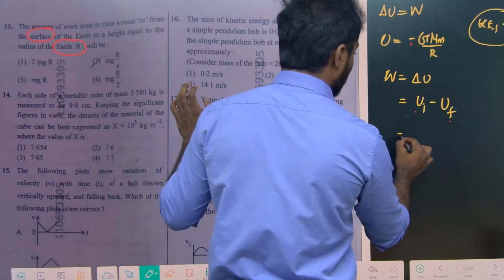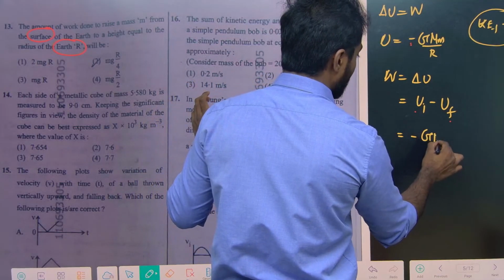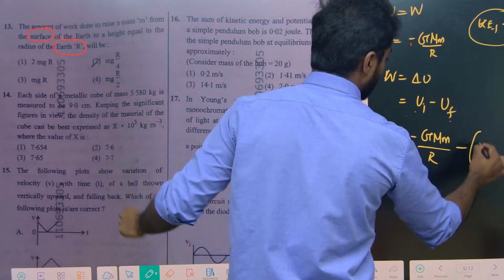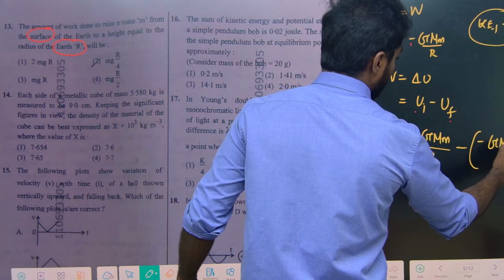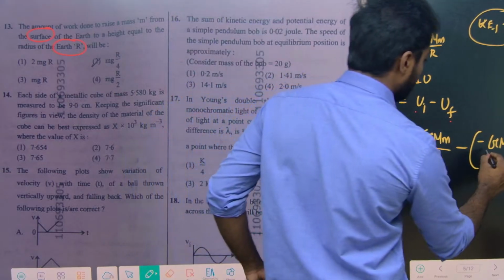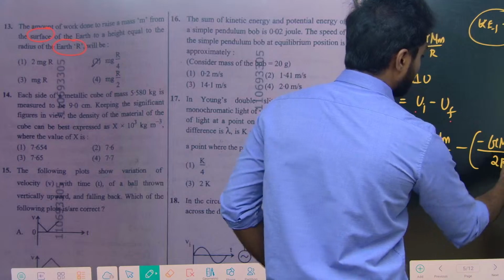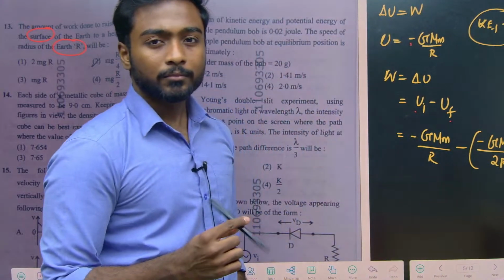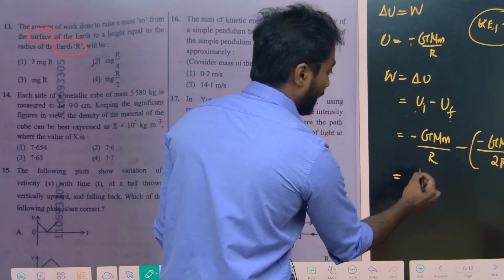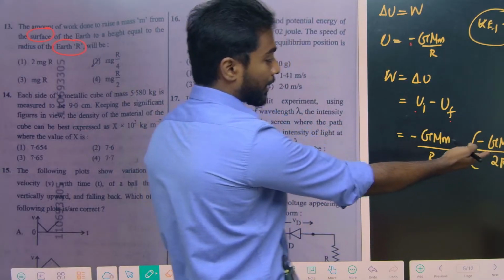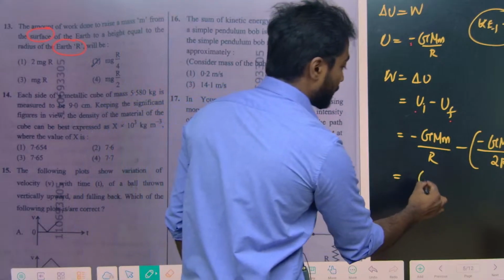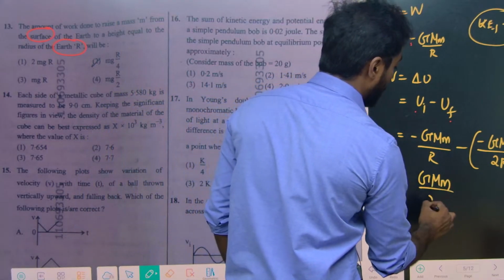Okay? So what is initial, minus GMm at the surface. So initially it is R, so minus of minus GMm, okay, minus of minus GMm by 2R. Then minus and minus becomes plus, and here there is a plus, so what happens here, I'll get GMm by 2R.